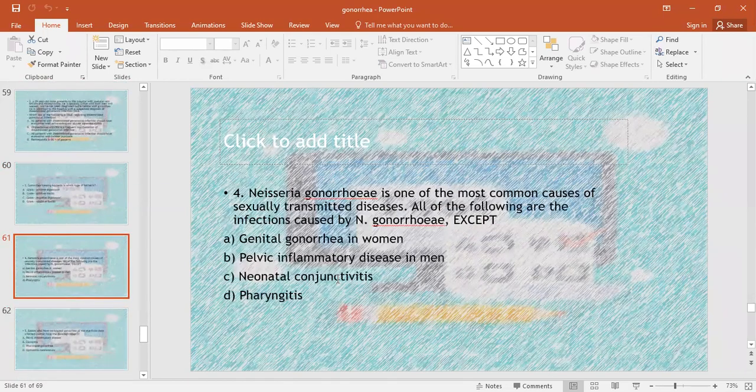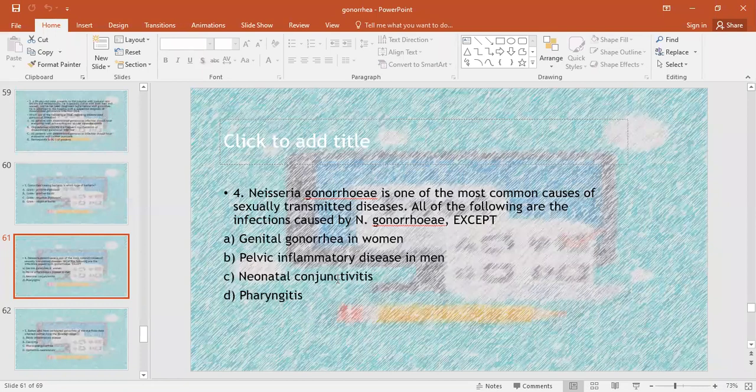Neisseria gonorrhea is one of the most common causes of STIs. All of the following are infections caused by Neisseria gonorrhea except: genital gonorrhea in women, PID in men, neonatal conjunctivitis, pharyngitis. B, pelvic inflammatory disease in men.